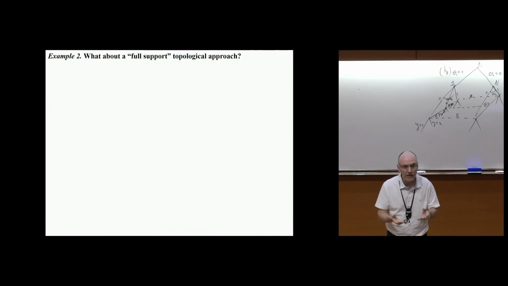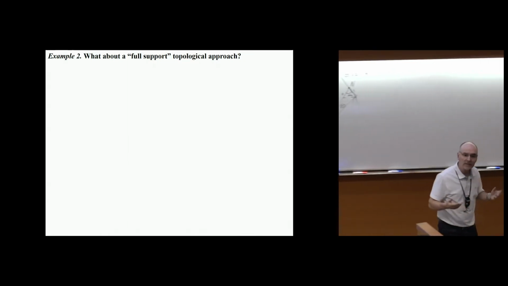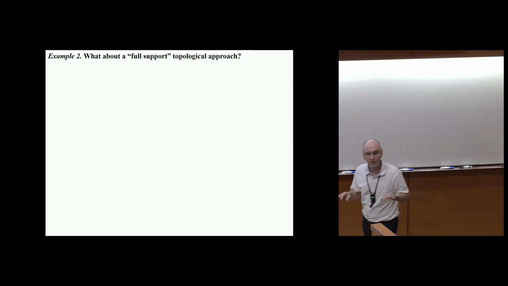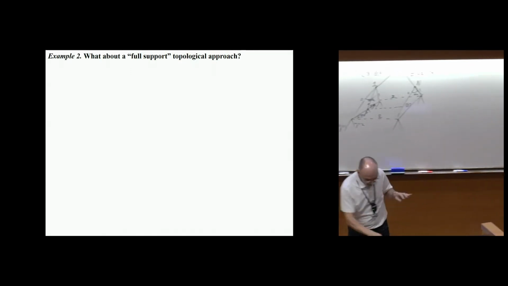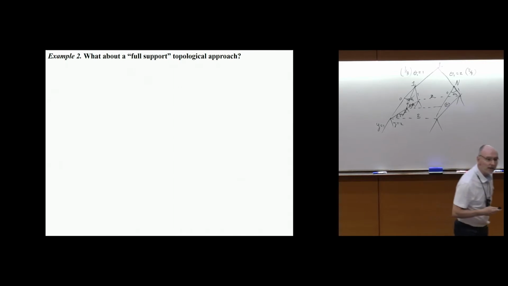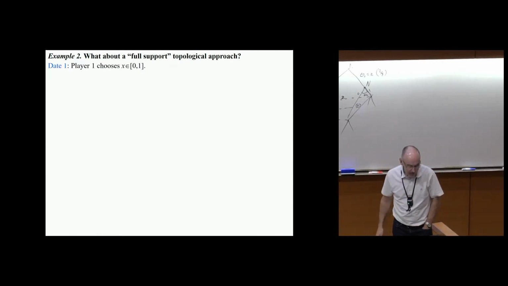You have a finite collection, a countably generated set of open sets, and you can give every open set positive probability with a single strategy profile. Hey, that sounds pretty good. So let's think about that. What about that? Let me give you an example.